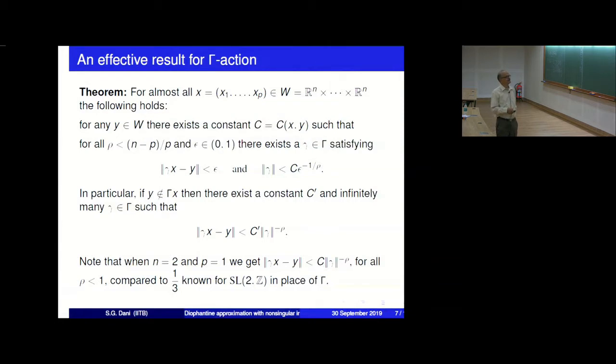Okay. Let's see how this compares with the case of SL2Z. So when n is 2 and p is 1, this corresponds to the norm of gamma x minus y being less than this constant times the norm of gamma raised to minus rho, where n is 2, p is 1. So rho is 1, and for all rho less than 1 you will get that this is less than a constant times the norm of gamma raised to minus rho, compared to the case of SL2Z, where we had only 1/3 in place of rho.